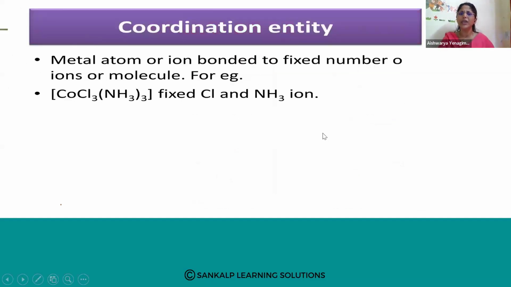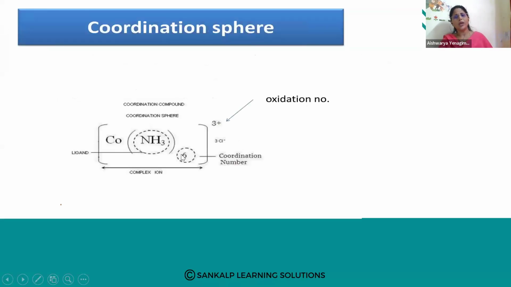Then we have coordination entity. Coordination entity ಅಂತಂದ್ರೇನು? Metal atom or ion bonded to fixed number of ions or molecules. ಅದು coordination entity ಅಂತೀವಿ. See here. So Co is bonded to fixed 3 Cl and 3 NH3 molecules. ಇದಕ್ಕೆ ನಾವೇನಂತೀವಿ? Coordination entity. So coordination sphere ಬಗ್ಗೆ ಕಲ್ತಿದೀವಿ.